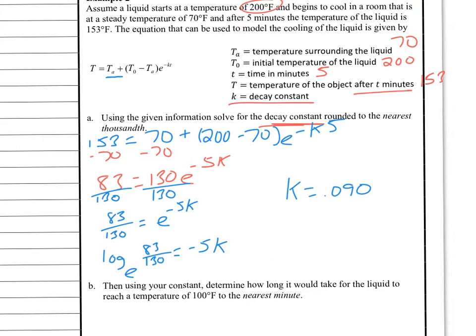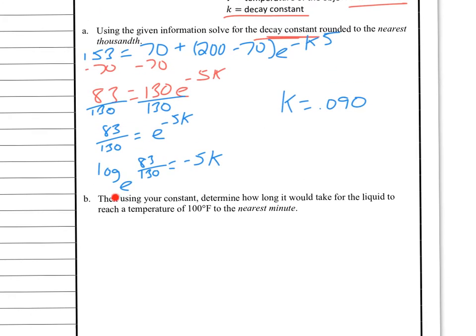Here's the key word here. And there's a key word. It says then, using your constant. So using this value that you now have, determine how long it would take for the liquid to reach a temperature of 100 degrees Fahrenheit to the nearest minute. This is a nasty question because far too many people don't understand what the heck it's talking about. It's saying using k.